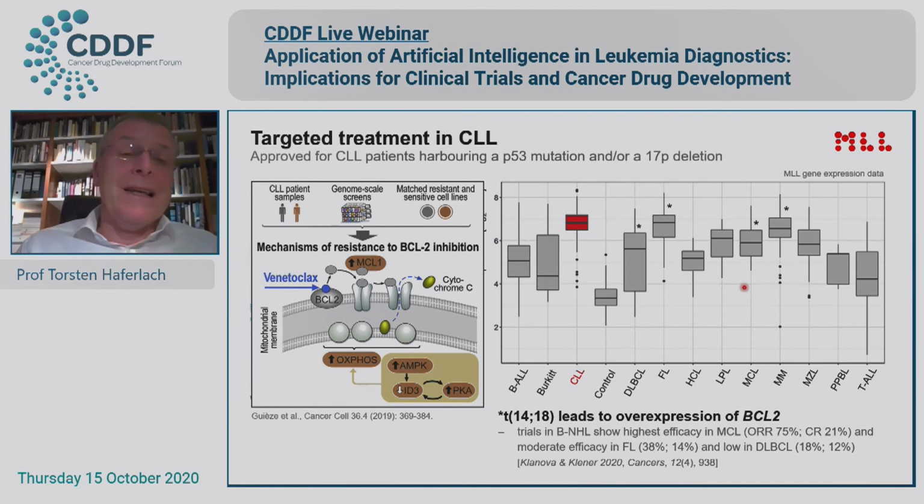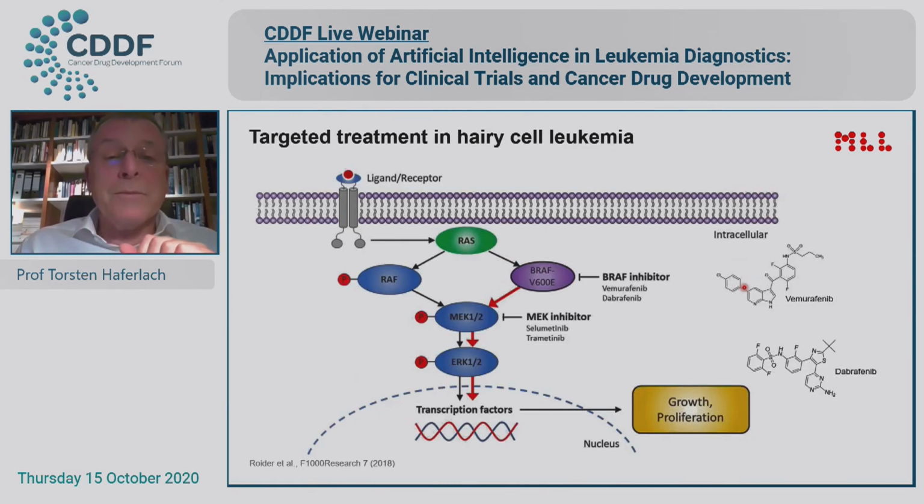We have to have in mind, and this is also what we have to do, that there are already some mechanisms of resistance to BCL2 inhibitors. So we have to check this as well, but not on the genomic level, but on the respective gene level.